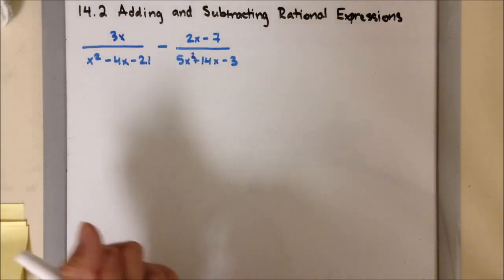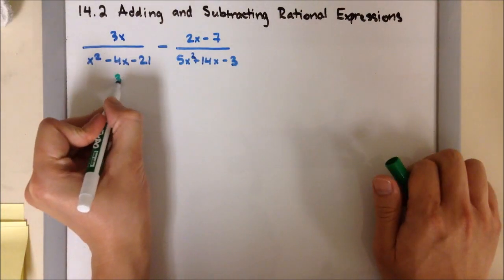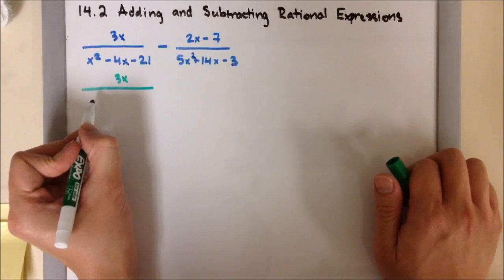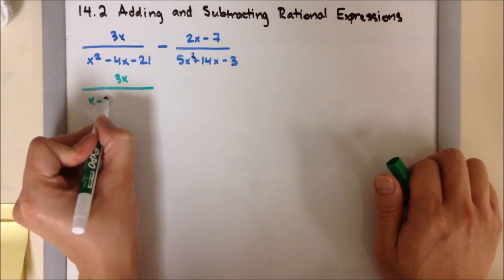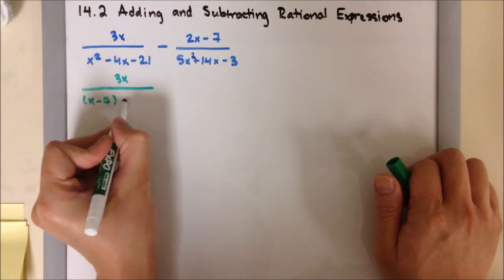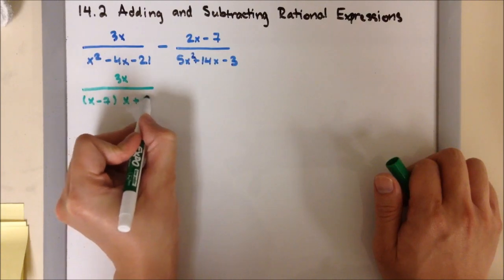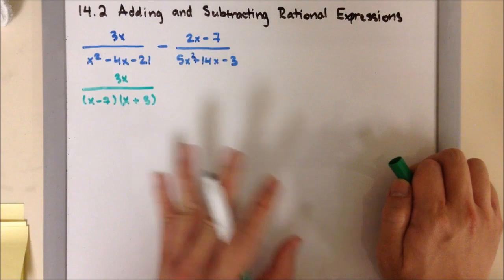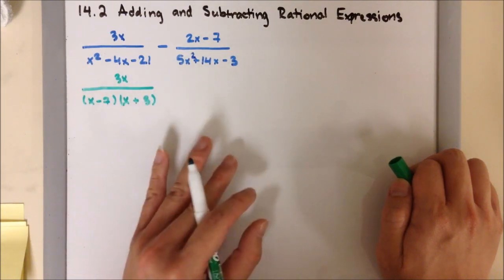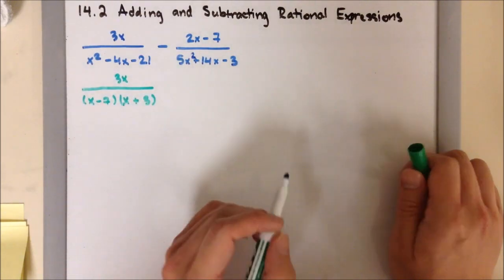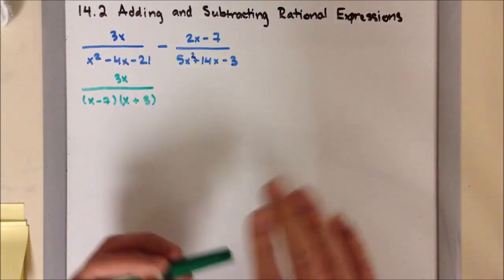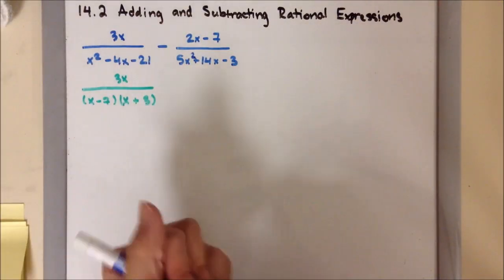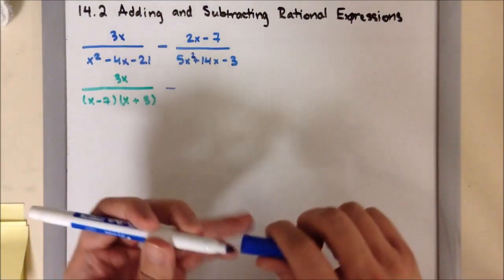So for the first fraction, I'm going to have 3x on the top, and then on the bottom, when you factor, you're going to get x minus 7 times x plus 3. The order doesn't matter. You can write x plus 3 first or x minus 7 second. Again, as long as you have the correct factors, you're fine. Order does not matter. Write my minus.